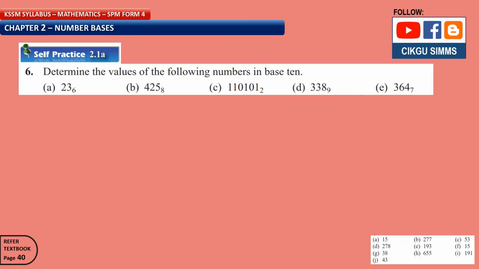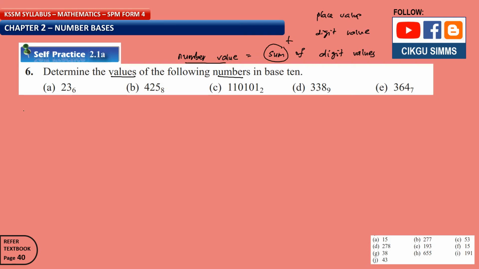Okay, so let's see question 6. Determine the values of the following numbers in base 10. Okay, so we are finding values of the numbers. So this is actually number value. Number value is the sum of all digit values. So just now we find the place value and then we find the digit value. So every digit has its own value. So you need to add all of them to find the number value.